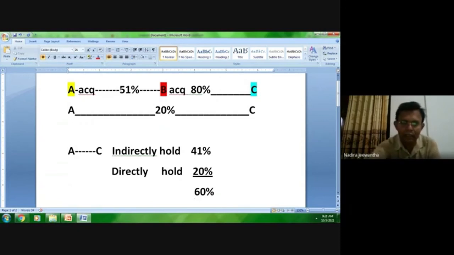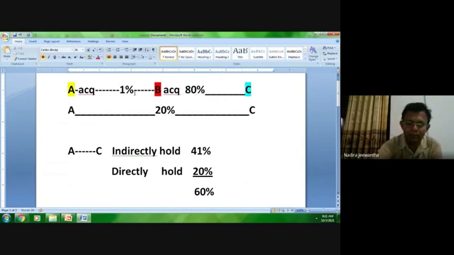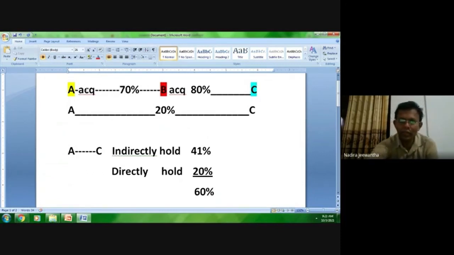Now this particular one is holding 60%. Now say 60%. This one is holding 70%. Now see, in the first one only, A acquires 70%. A is holding 70% of B, a subsidiary. B is holding 80% of C. So what's the relationship between A and C? So 56%. A holds 56% of C.